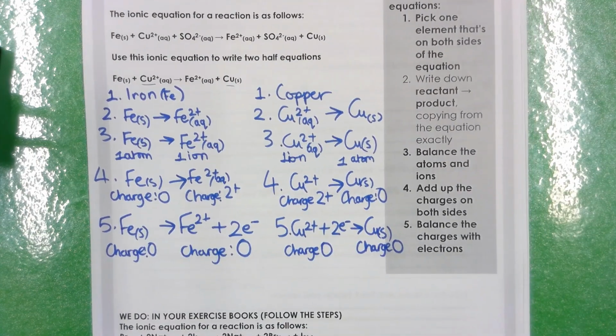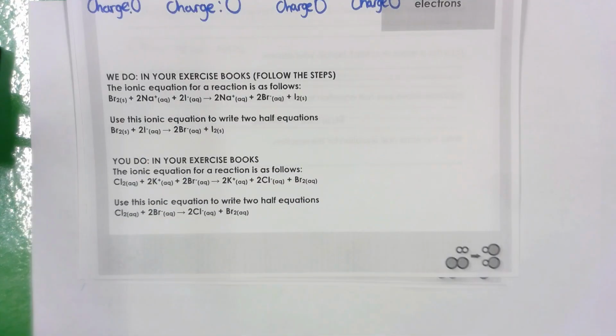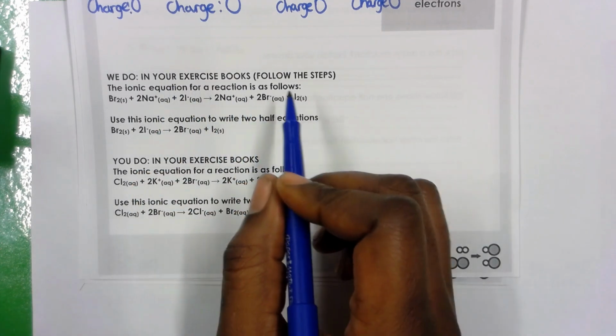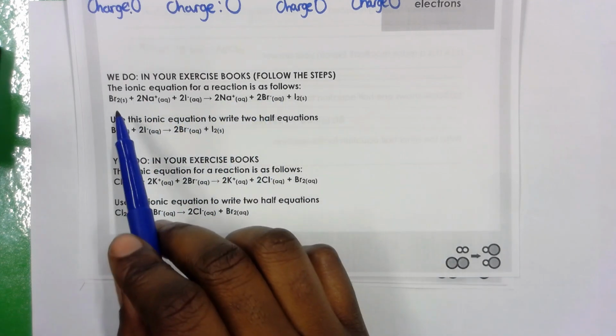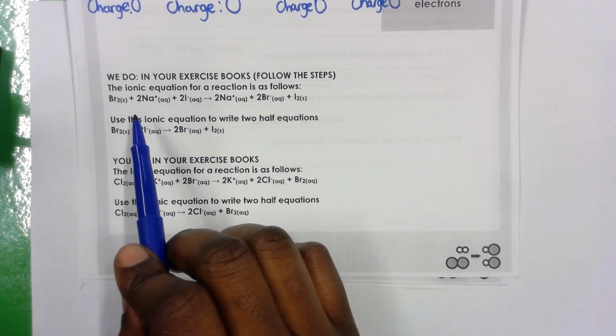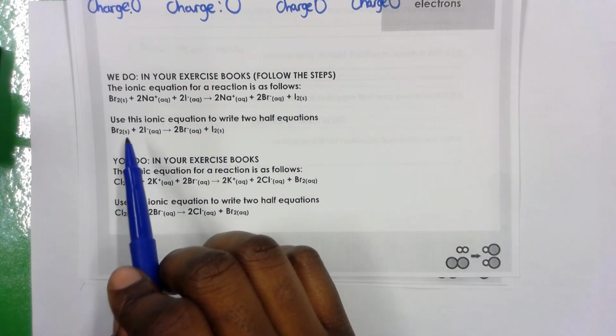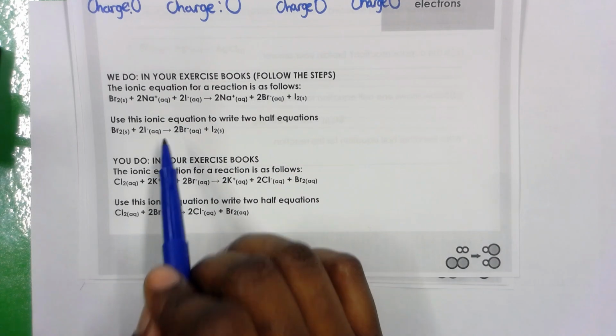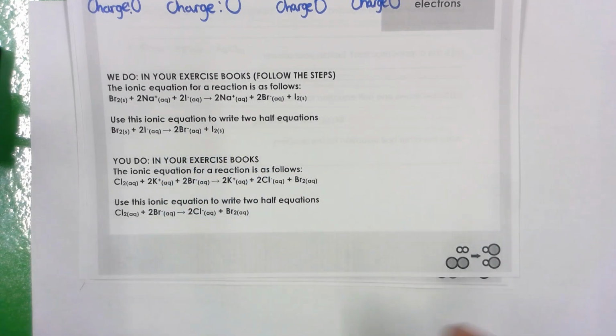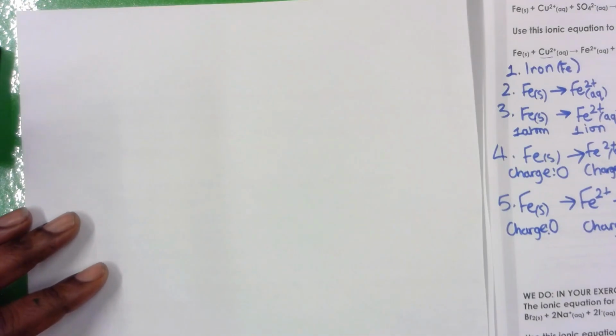Right, so let's try this next one. This is a redo. It says in your exercise book, so I'm just going to do it on a piece of paper, the ionic equation for a reaction is as follows. They've done the full equation, then written the ionic equation by getting rid of the spectator ions, and now you have to write the 2 half equations. So we're going to do the same thing and follow our steps. I'll just rewrite this out so that we can see.